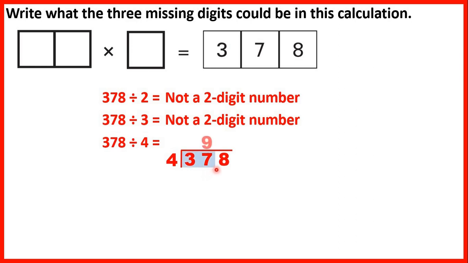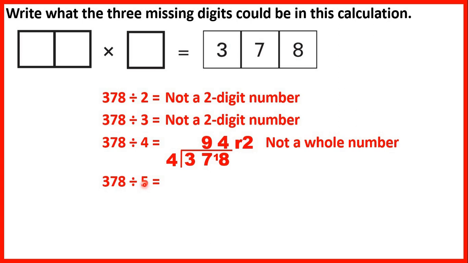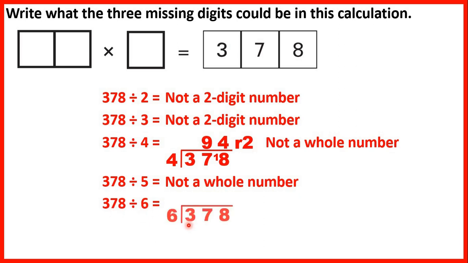We can do that using short division, and we get 94 remainder 2. But that's not a whole number. The number here can't be 94 remainder 2, it has to be a whole number. Now we could try dividing by 5, but I can see straight away again that we're going to get a remainder, because all multiples of 5 end in a 0 or a 5, and we have 378. So let's try dividing it by 6.